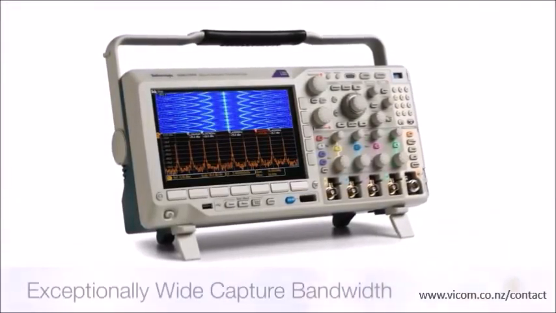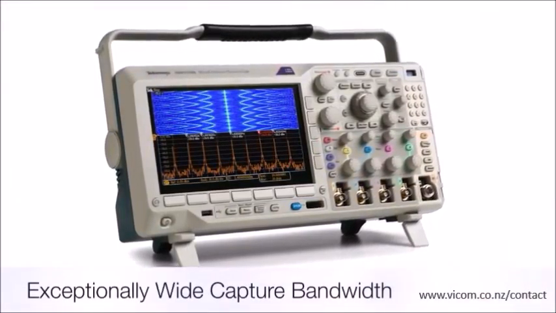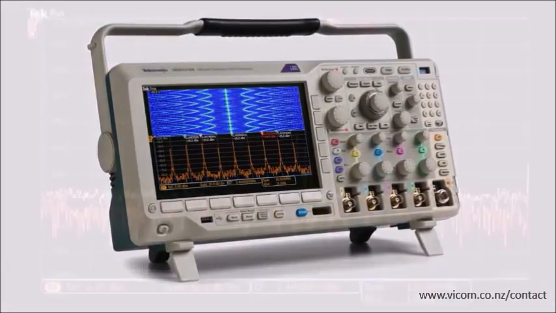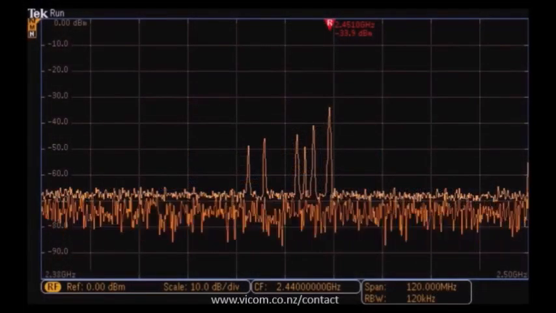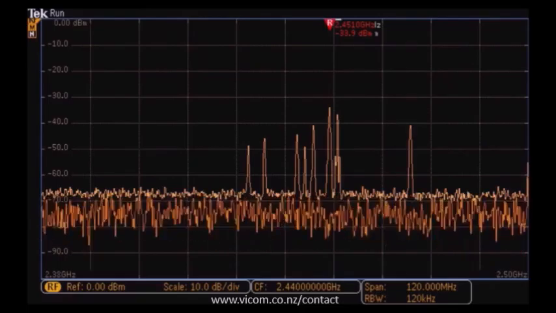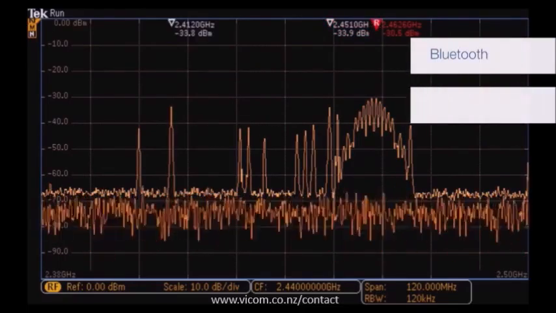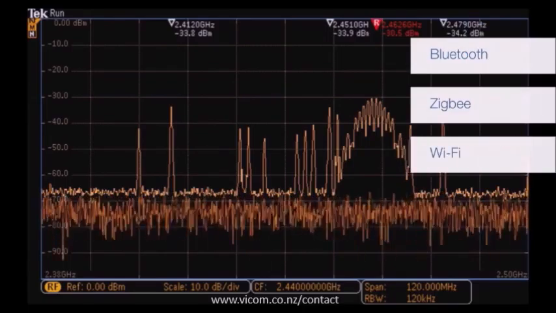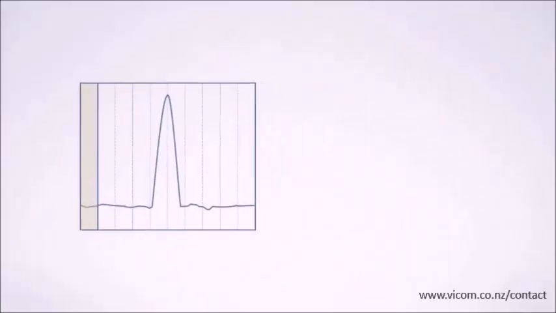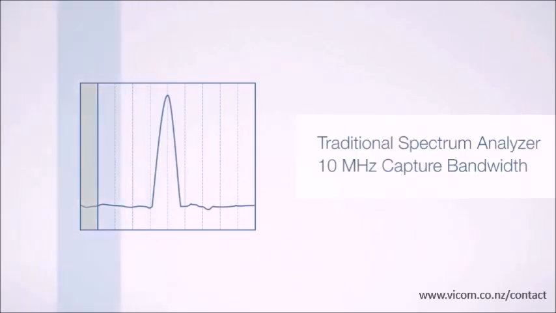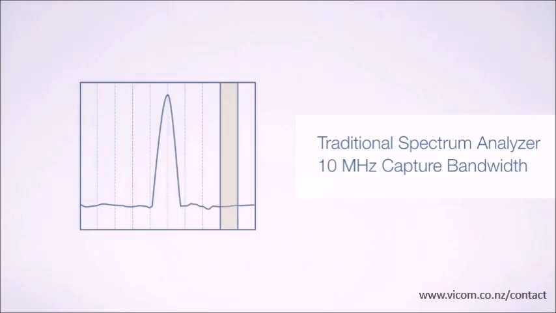Today's RF signals and wireless communication standards are complex. Signals often vary significantly over time in terms of both amplitude and frequency, and communication standards continue to get wider in terms of bandwidth. Unfortunately, traditional spectrum analyzers are narrow band, showing you only a small portion of the spectrum with each acquisition. Most only have a 10 MHz capture bandwidth.